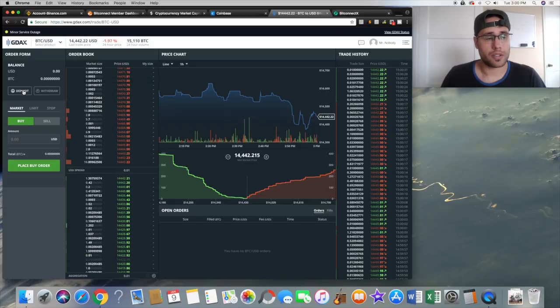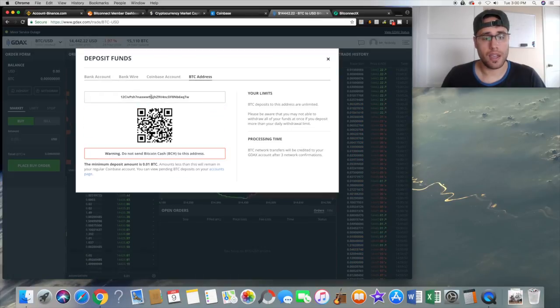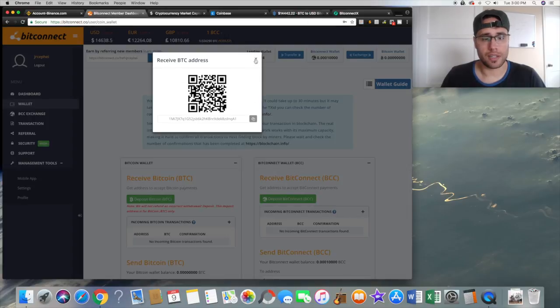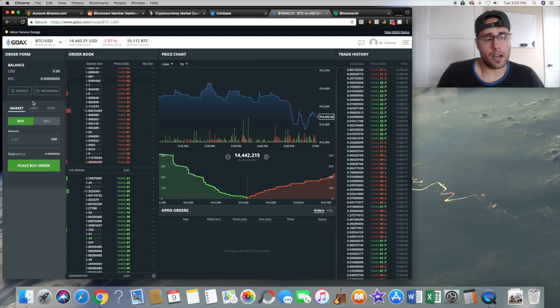If you are depositing, same exact thing. This is where you're going to be sending that, copying the address here, and you're going to be pasting it into the send button here on, excuse me, Bitconnect, and that's where you're going to be sending over the Bitcoins there. Your market, limit, and stop, I'll talk to you guys about this in a moment. These are all your orders.